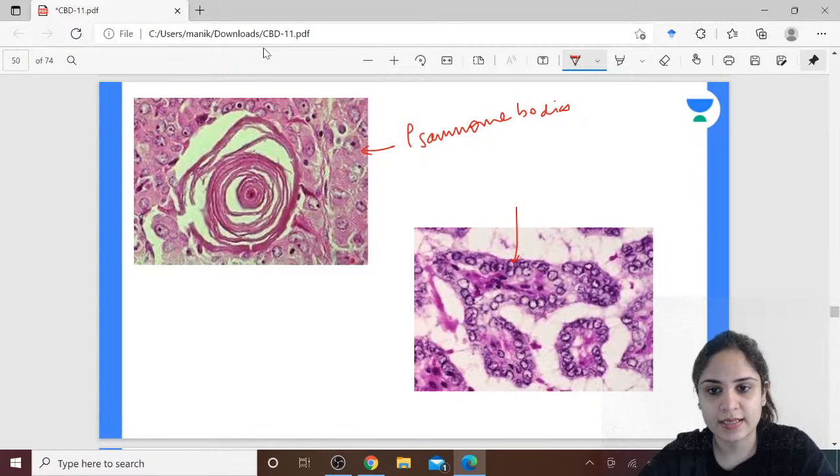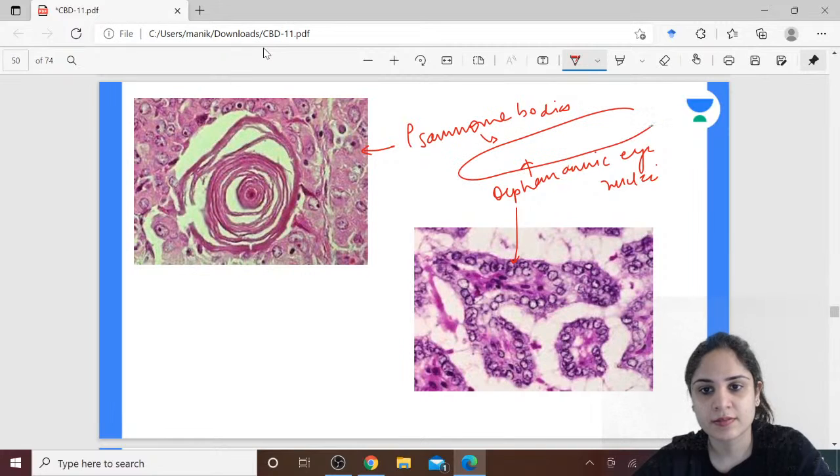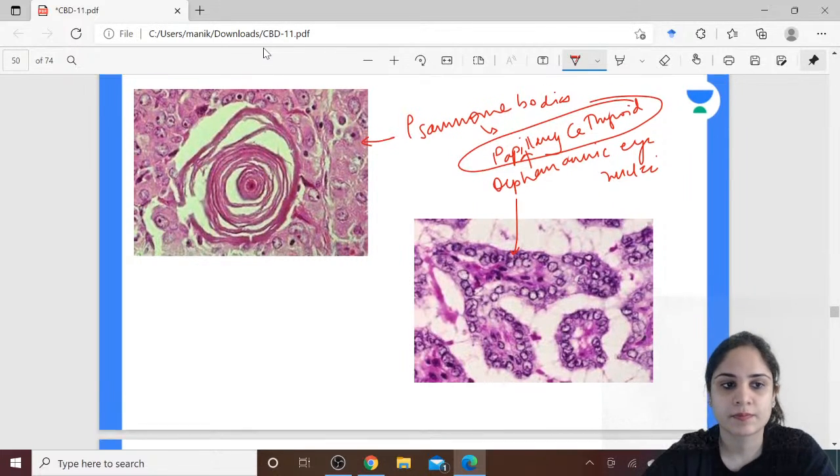Psammoma bodies and Orphan Annie nuclei. Both of them will join together and will give us papillary carcinoma of the thyroid.